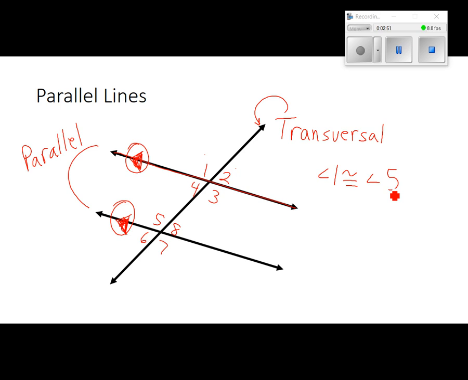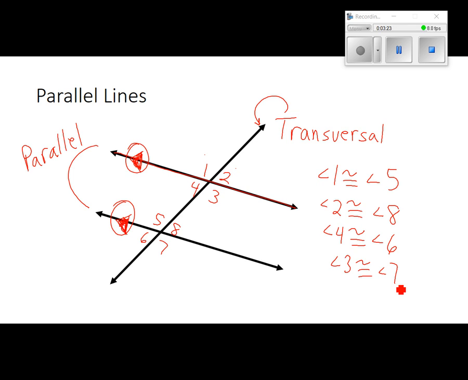How about angle 2? To angle 8? Yeah. How about angle 4? 6. And how about angle 3? 7. So we know if those lines are parallel, all those things are true.